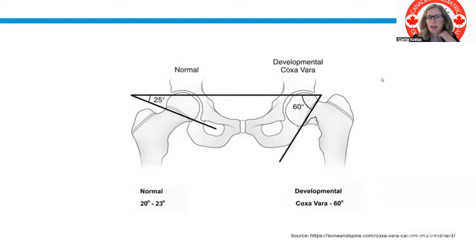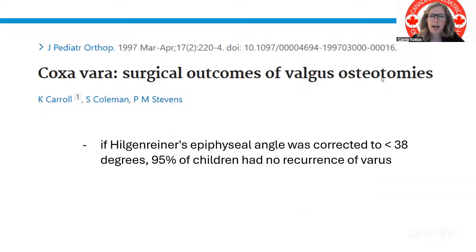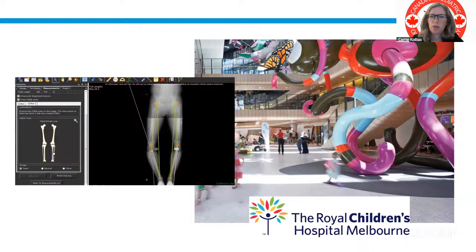And I knew if I could get that Hilgenreiner epiphyseal angle down to a respectable amount, he had a high chance of not recurring. And I knew how to get there because I had extensive experience in my fellowship time at Royal Children's in trauma CAD planning, again, two-dimensional.